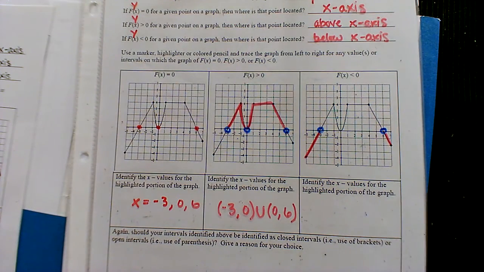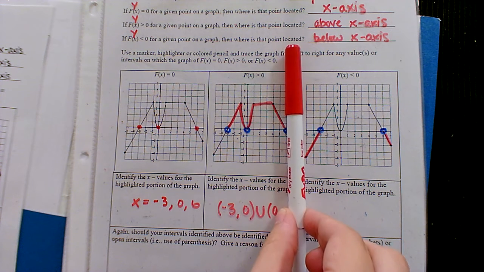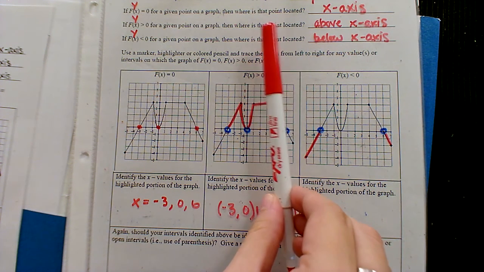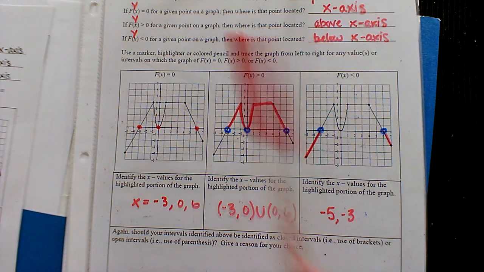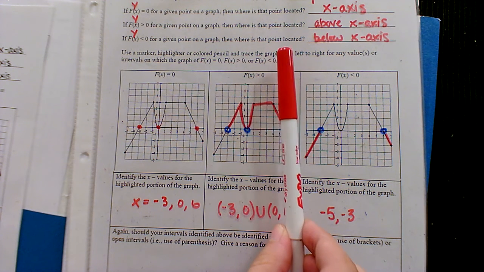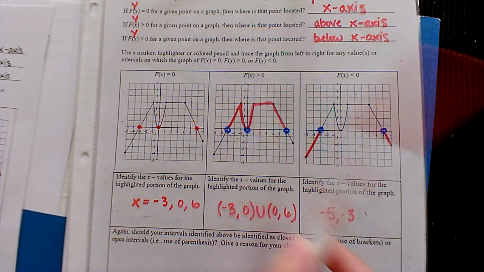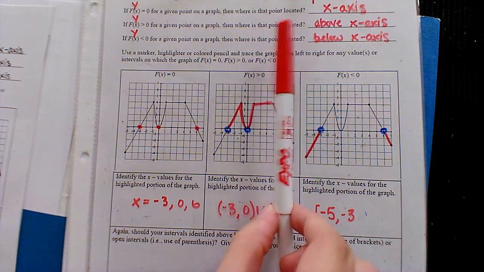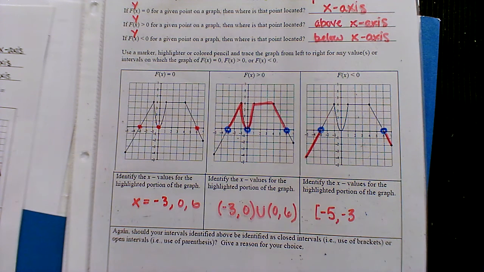All right, let's try the below portion. As we start to drag our pencil, it looks like the first point we identified was at -5. And as we continue to drag, the interval looks like it's going to end at -3. Let's see. Is the point at -5 below the x-axis like we want? Yes. So this one would be a bracket. Is the point at -3 below the x-axis like we want? No. So it's going to be a parenthesis.